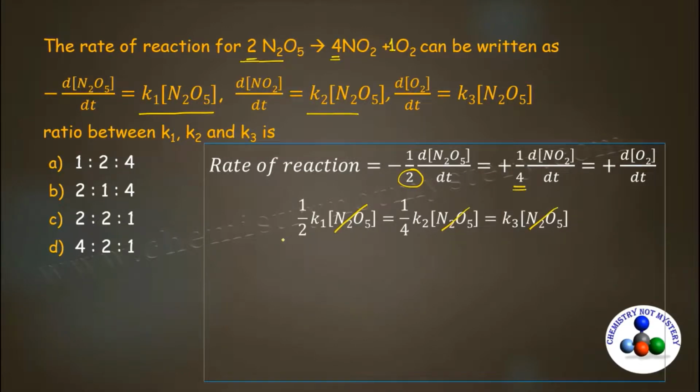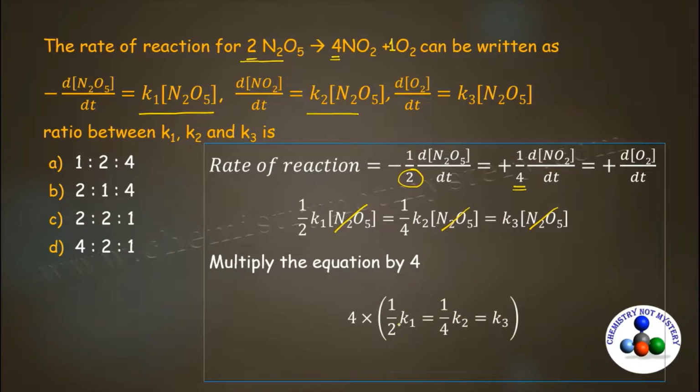To get the simplest ratio, we need to multiply this whole term by 4. So when you multiply it by 4, you will get 2K1 is equal to 1K2 is equal to 4K3. So in this way, you will get the ratio 2 ratio 1 ratio 4. So the option B will be the right option for this question. Now come to the next question.